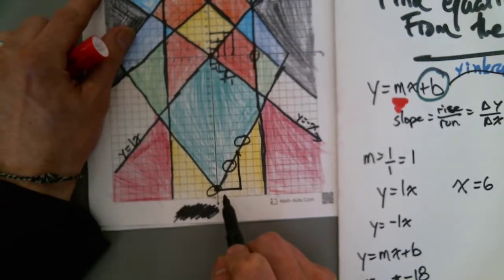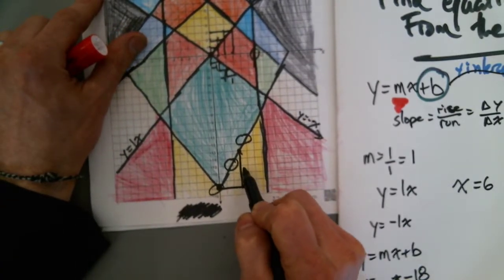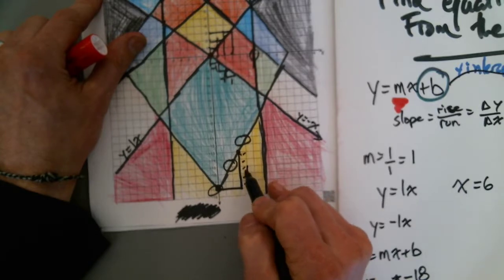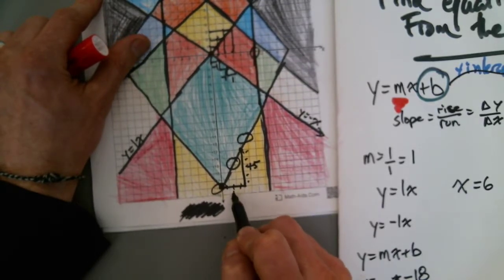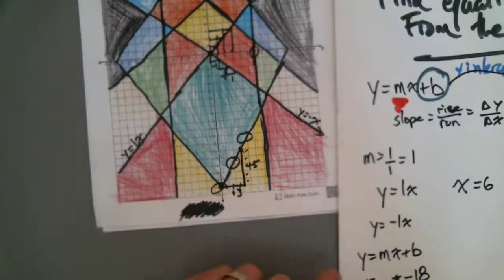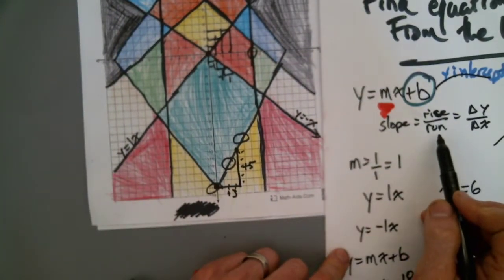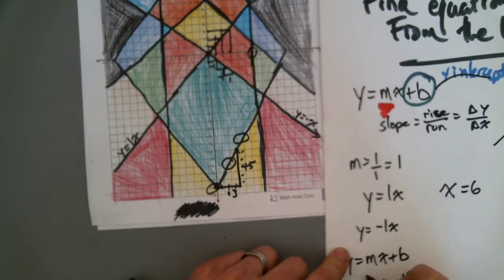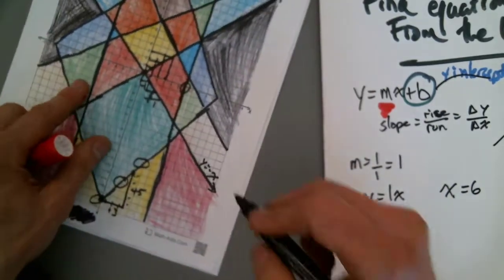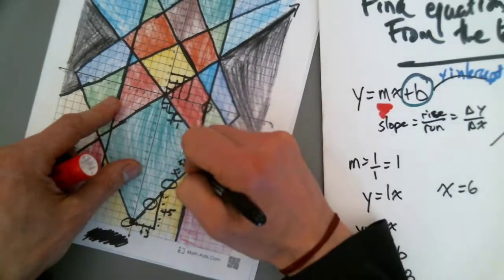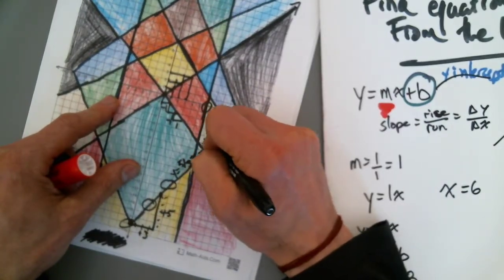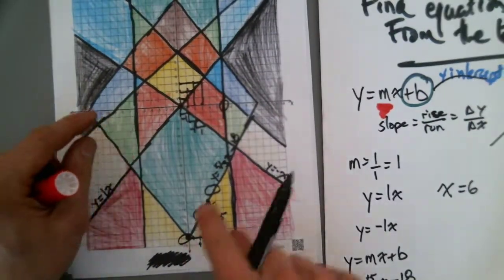Now, let's double check it. What's my rise? 1 2 3 4 5, positive 5. What's my run? 1 2 3, positive 3. Which one comes first in slope? Rise. I get positive 5 over positive 3x minus 18. That's it. So this line is going to be y equals 5 over 3x minus 18. So we're just trying to track that down.